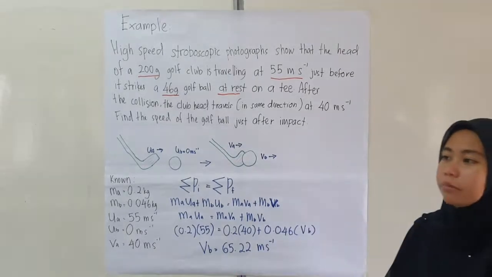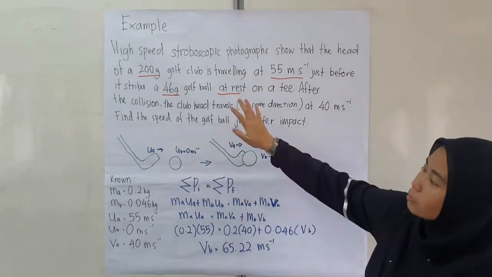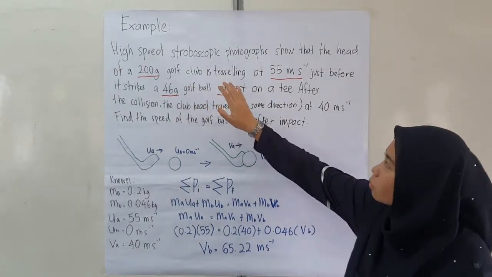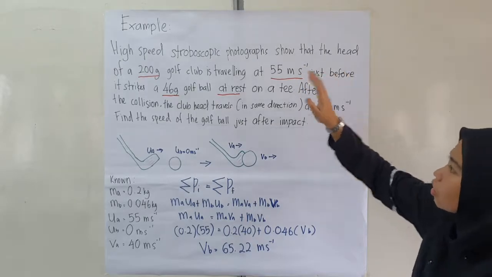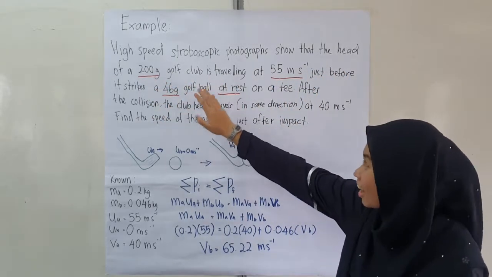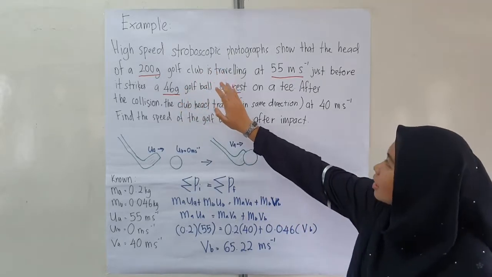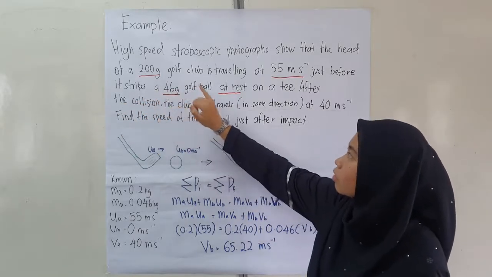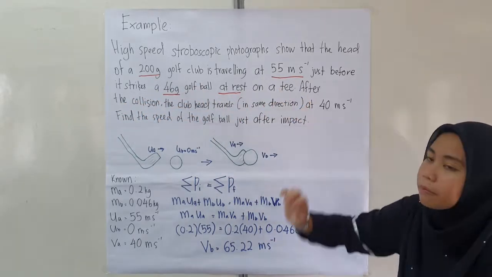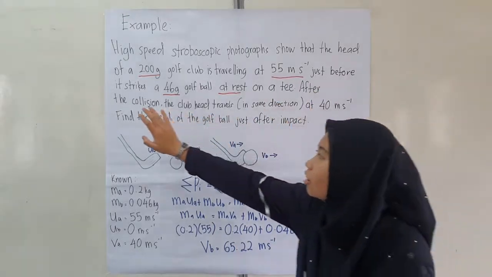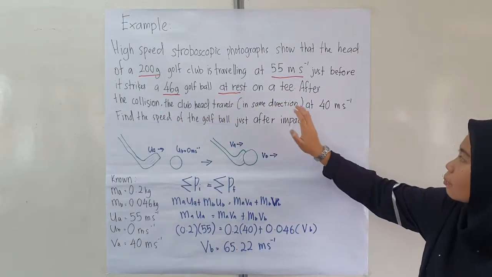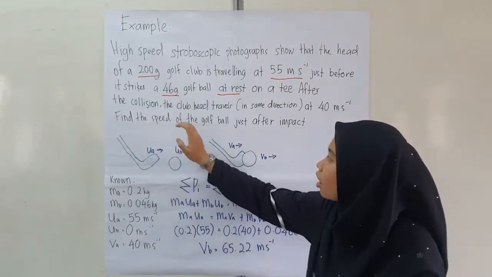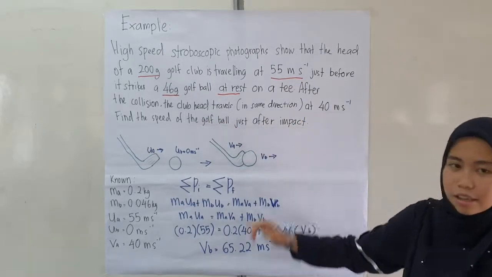Hi guys, today I will explain the example of conservation of linear momentum. The question is, high-speed stroboscopic photographs show that the head of a 200-gram golf club is traveling at 55 meters per second just before it strikes a 46-gram golf ball at rest on a tee. After the collision, the club head travels in the same direction at 40 meters per second. Find the speed of the golf ball just after impact.